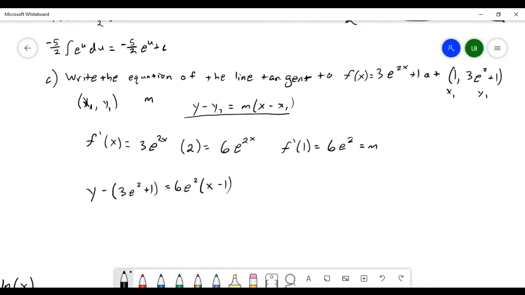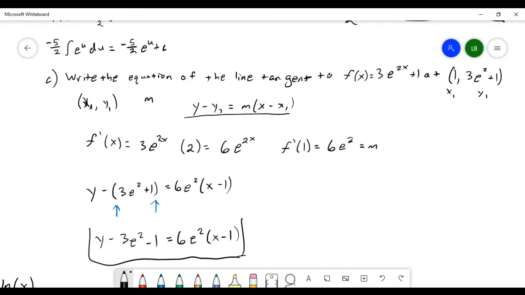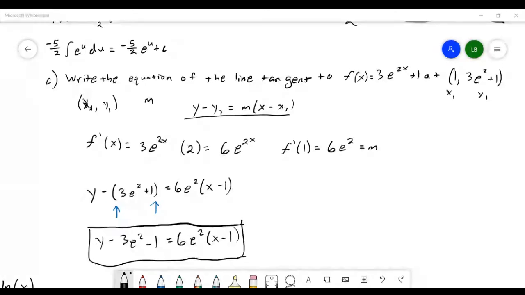It is important that you have these parentheses right here and right here, because if we dropped those parentheses, we would actually get y minus 3e squared minus 1 equals 6e squared times (x minus 1). That is our final answer. Make sense? Cool, cool.